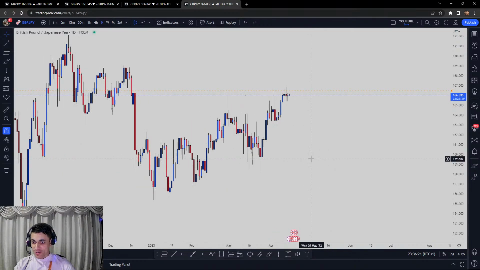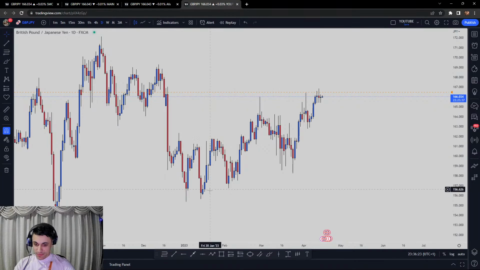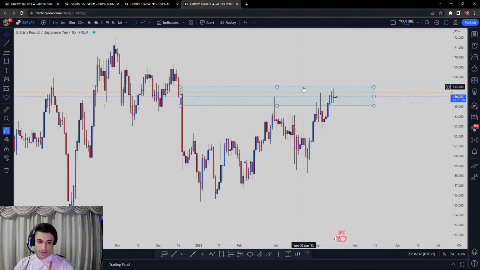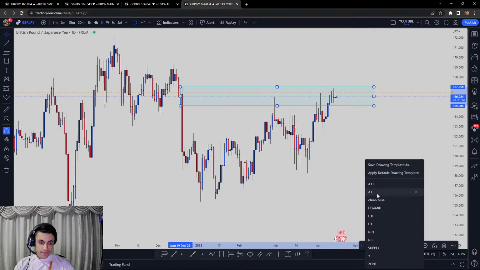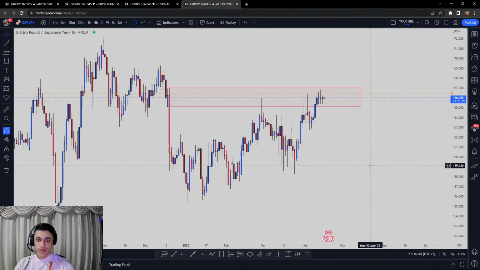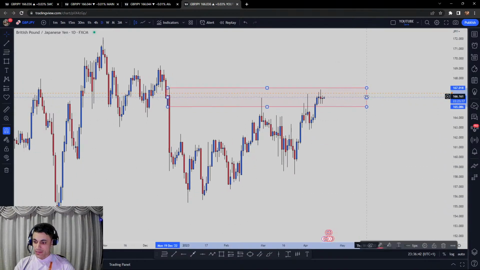Okay, so firstly, we're gonna break it down as a smart money concept trader and how they look at it. Now, this is super obvious. We have this order block, supply area. So let's make it supply zone. Boom, right there. You see how I like it in red?